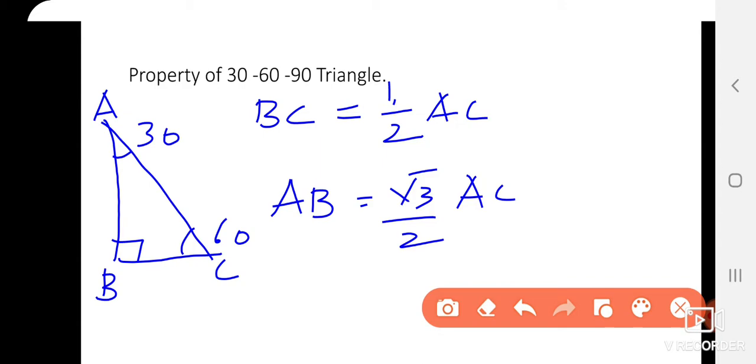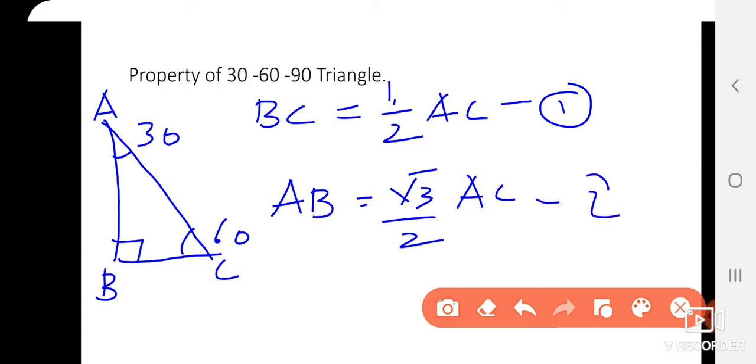So using this concept, it is very important for you to learn this. I repeat, the side opposite the 30 degree angle is half the hypotenuse, and the side opposite 60 degree is root 3 by 2 times the hypotenuse. And one more thing, in the exam, if a question is asked on it, and if it is given directly that this triangle is a 30 60 90 triangle, then directly you can write this formula and say 30 60 90 triangle.